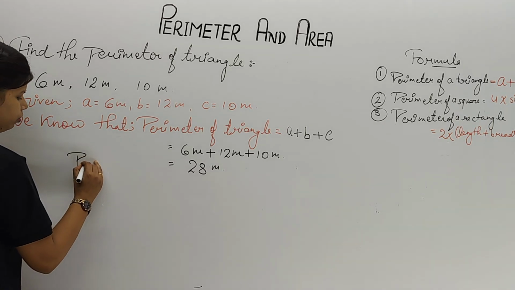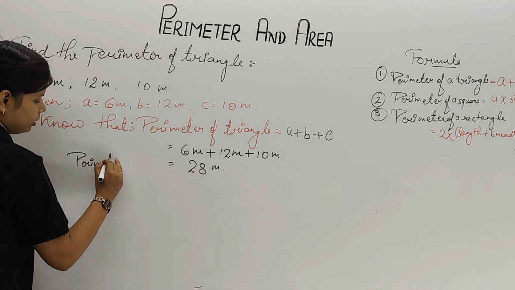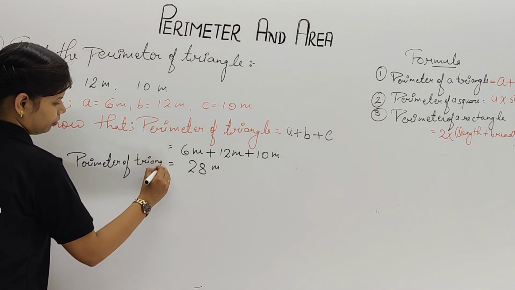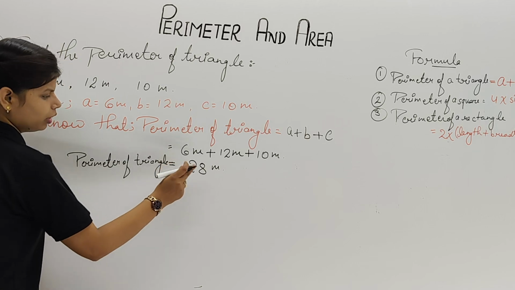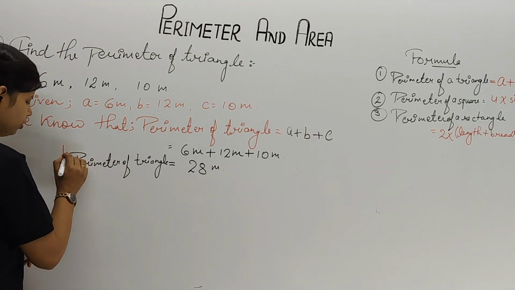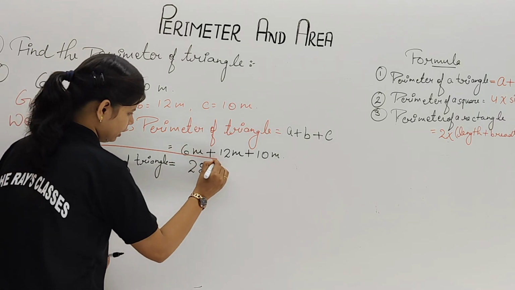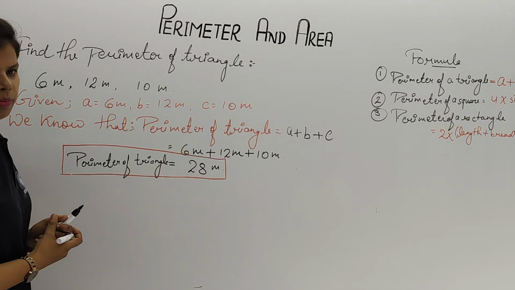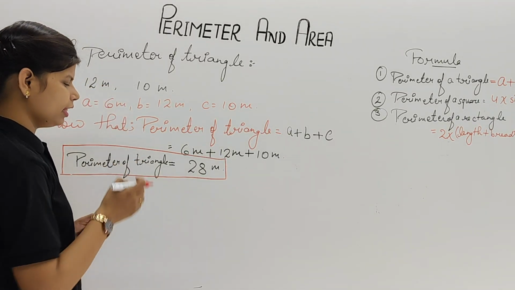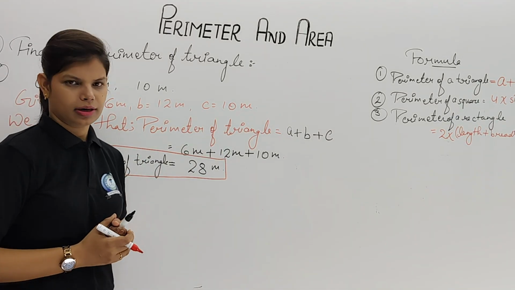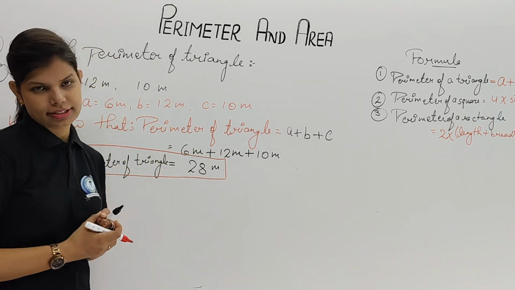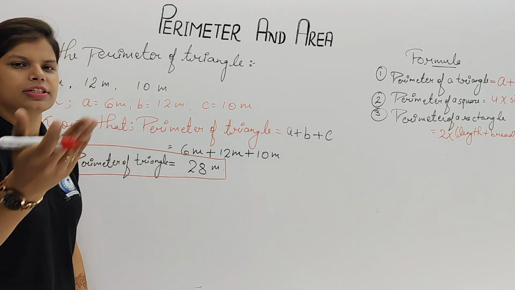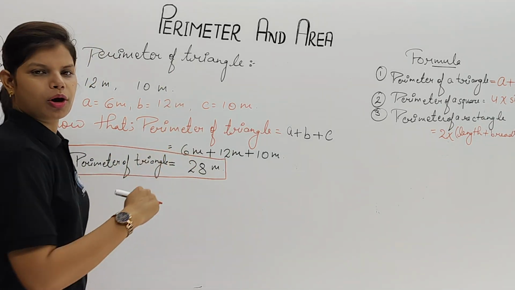So perimeter of a triangle equal to what? What answer are you going to get here? It will be your 28 meter. This is the way you are going to solve the problems, and then you will find the answer. Understood, no? Directly you can do, then also the answer will be same. If you do it in proper steps, then also the answer will be same. Choice is yours. But children, I suggest you do it with the proper steps.